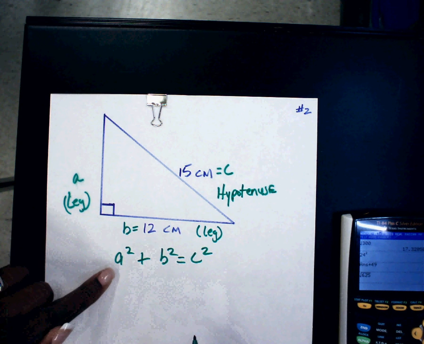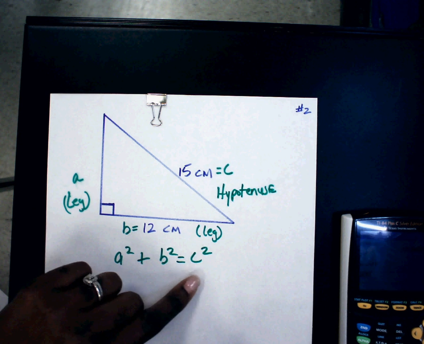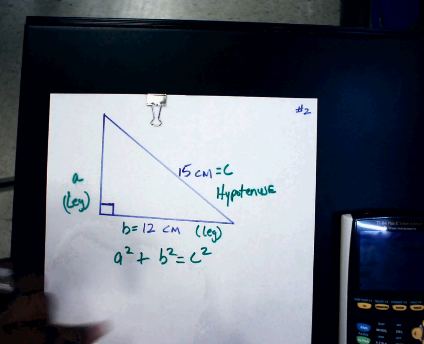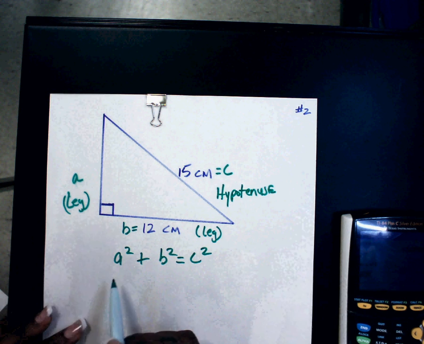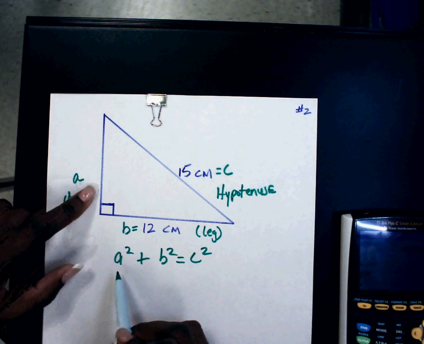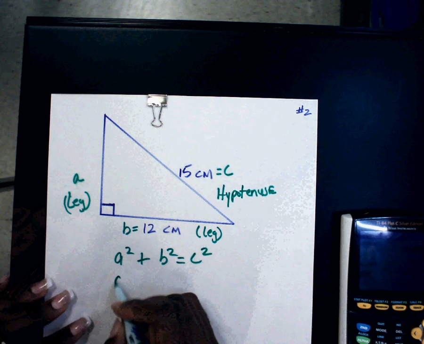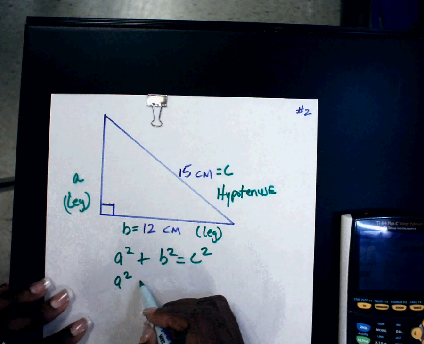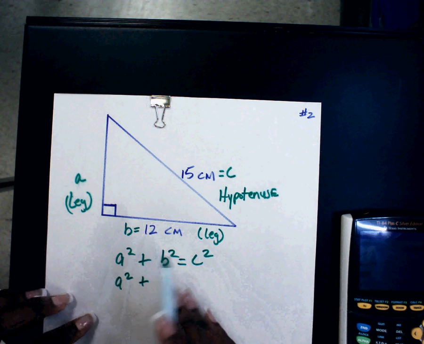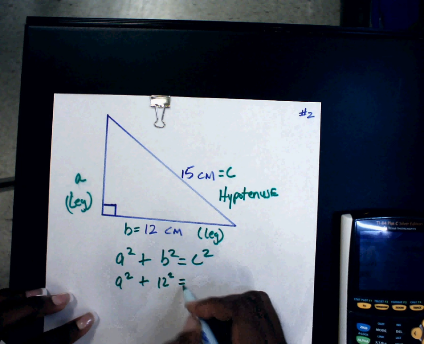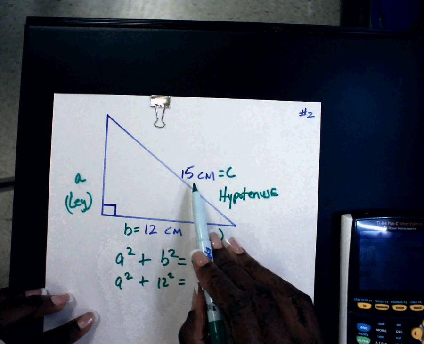So now we're going to look and find the values of A, B, and C. And then we're going to plug in what they give us. That means substitute in what they give us, and then we're going to solve for what they don't. So we look for A. A, we don't have a length that's given, so we're going to stay with A squared. And then we have plus B squared. B is, here it is, 12 squared equals our C squared.